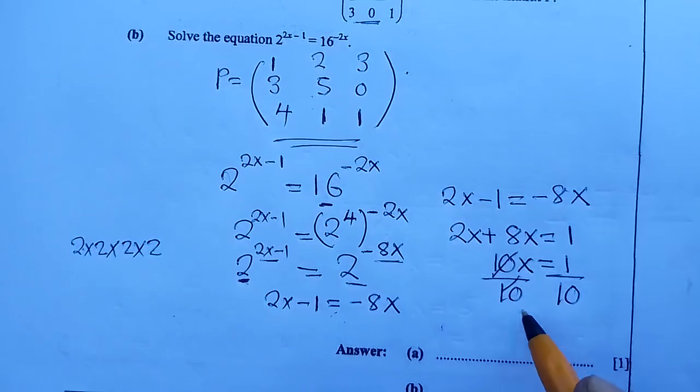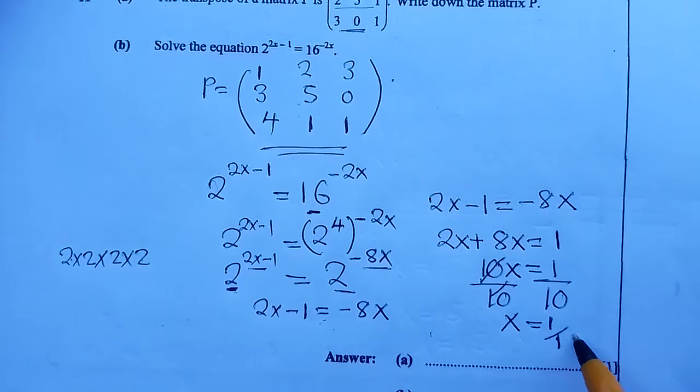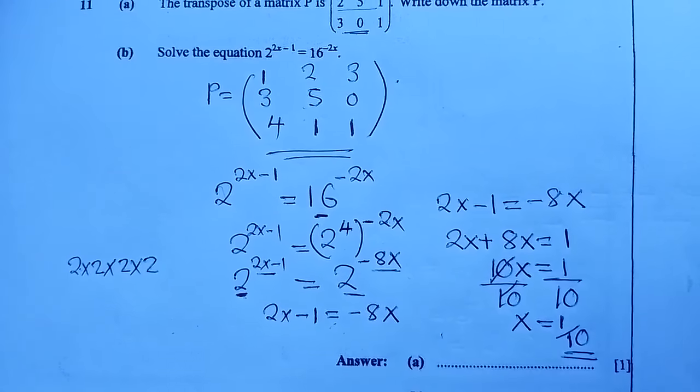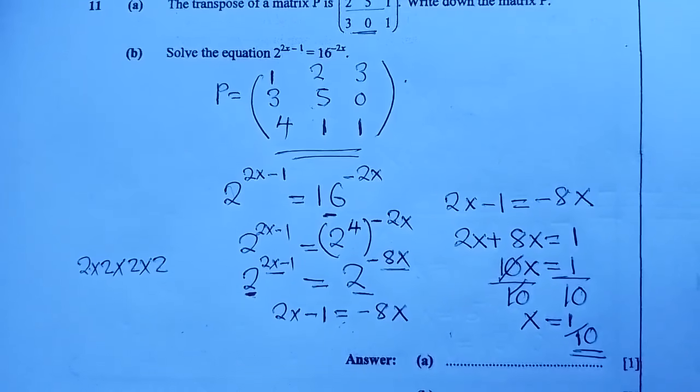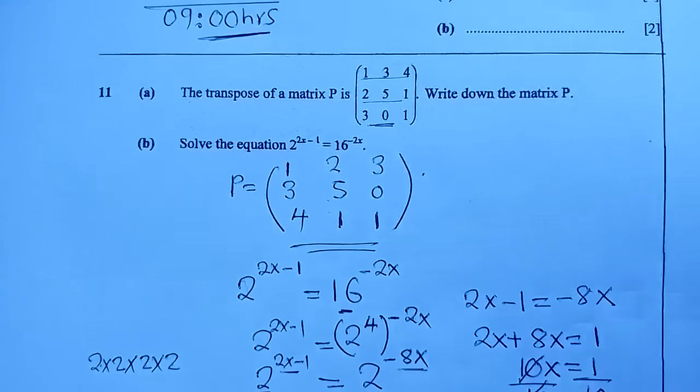So this cancelled. X is equal to 1 over what? 1 over 10. So that is your answer. This is how you need to work that out. These are the procedures that you need to follow. We move to the other question.